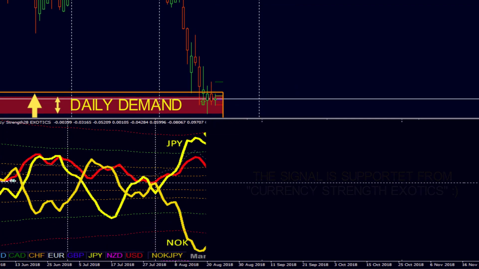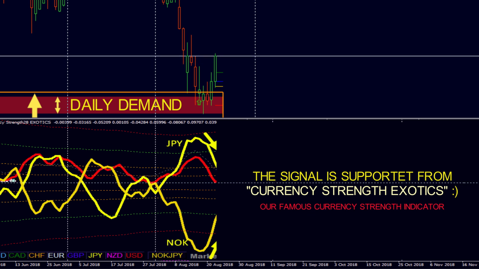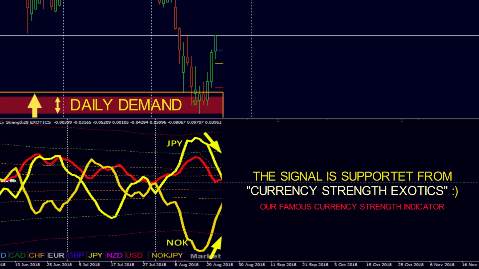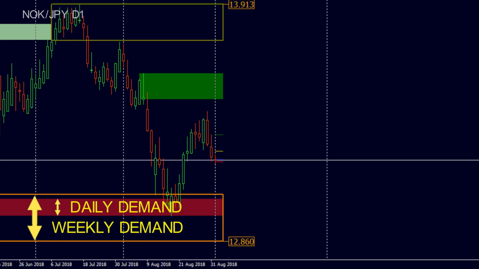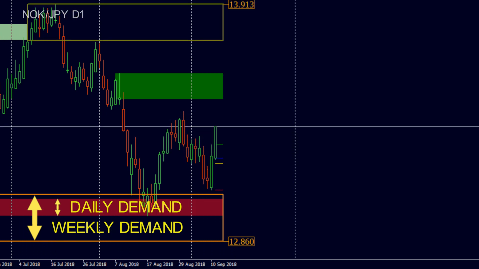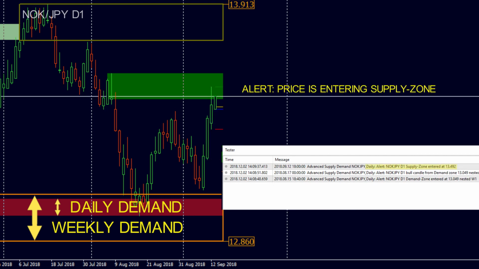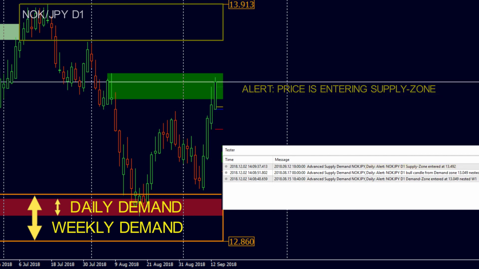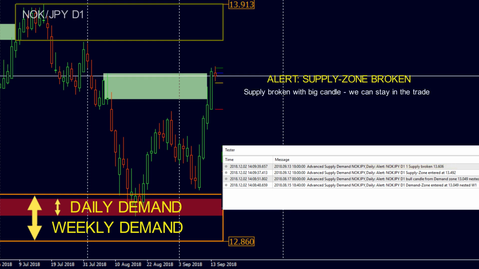The signal is also supported by our advanced currency strength indicators, which gives you further confidence in support of this trade. Moves tend to be stronger when the individual currencies are moving in opposite directions. We're alerted to price entering the supply zone, then alerted when price breaks through the supply zone. A possible take profit target is reached at the higher time frame supply zone.